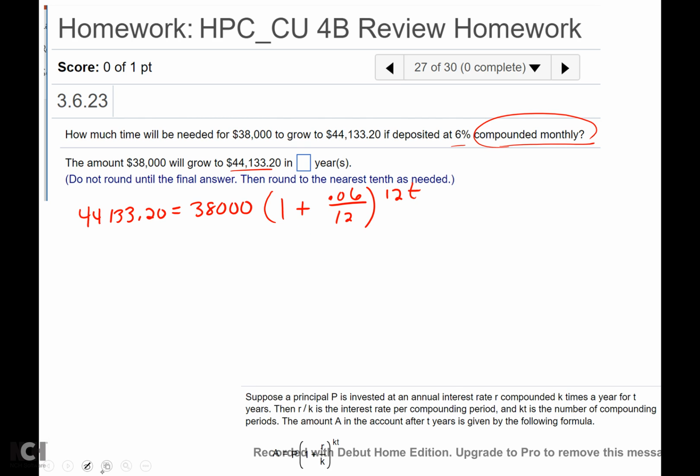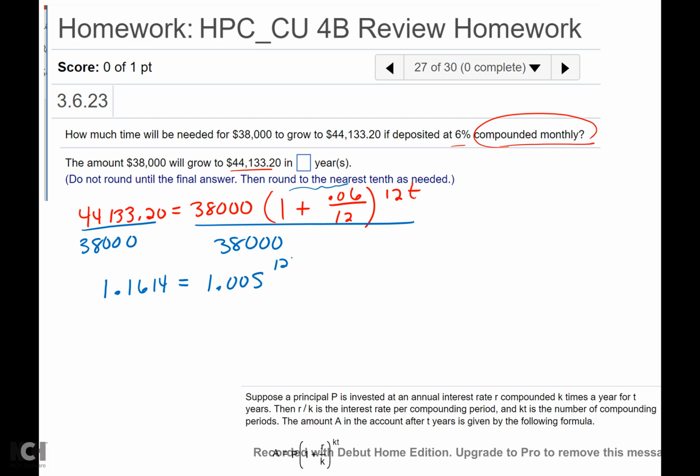I'm going to do two things at once, okay? I'm going to divide by 38,000, and I'm going to do what's inside. So if I have 44,133.20 divided by 38,000, that gives me 1.1614 equals 1.005 to the 12t. To get t out of the air, I'm going to have to log both sides and drop it like it's hot. So I have log 1.1614 equals 12t times log 1.005.